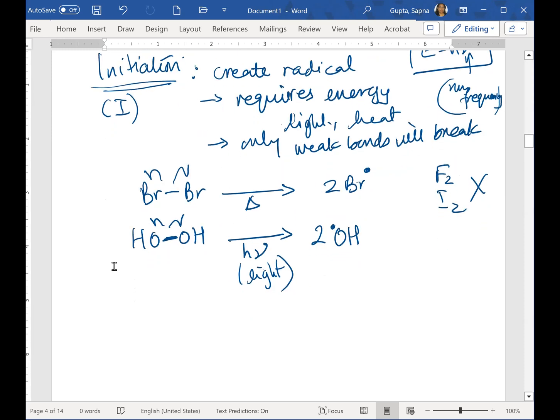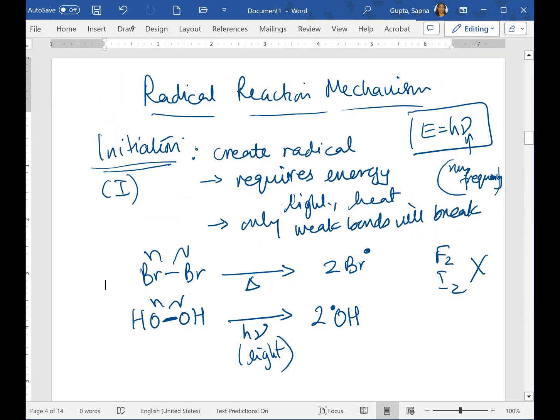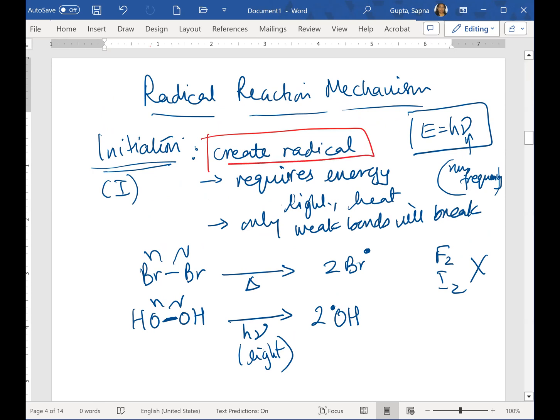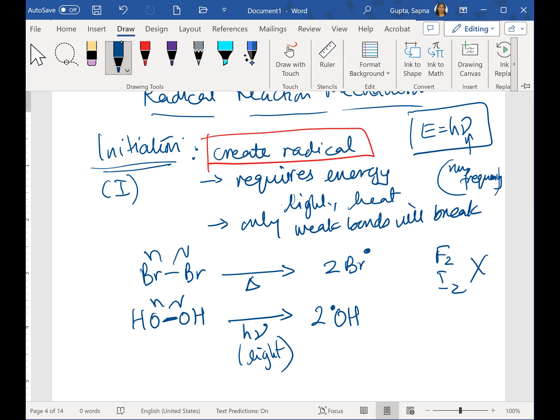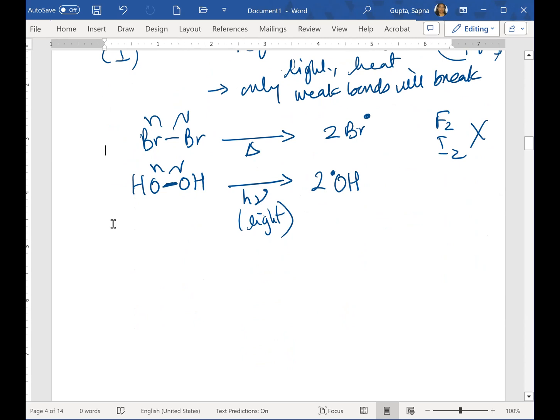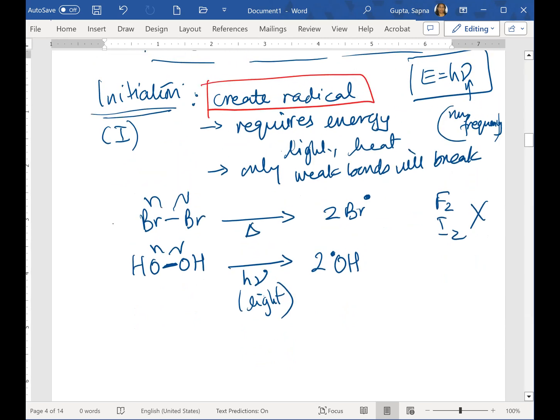Okay, so that's initiation. What is initiation again? Initiation is creating radicals. And this is the big thing. If you need to box this, box it. You have to create radicals in order to start the reaction. As I said, this is not a nucleophile electrophile situation. This is a very different situation. So that was the first step.